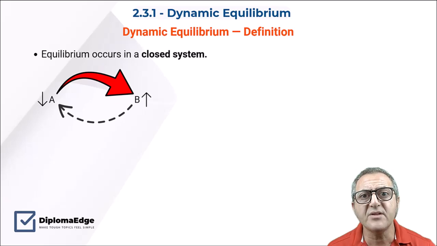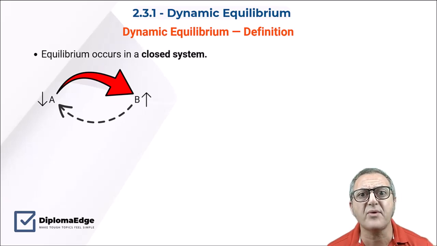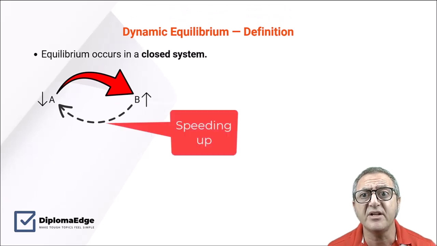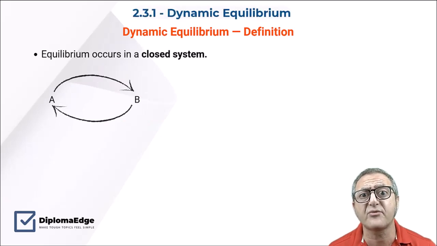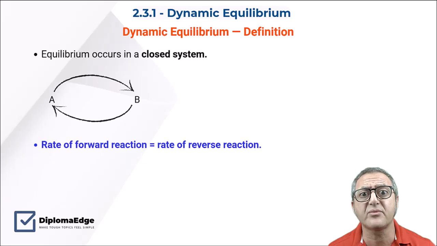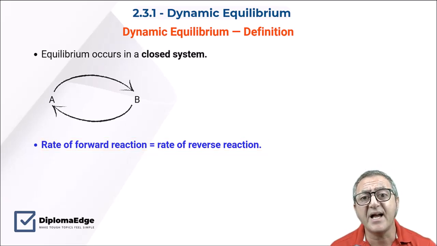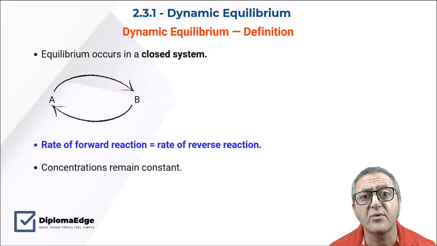So as the forward reaction is slowing down and the backwards reaction is speeding up, there is going to be a moment where the two rates of reaction are exactly the same. And in that moment, we have reached the equilibrium. It's that moment in a chemical reaction where the forward rate is exactly identical to the backwards rate. So the speed of the forward process is the same as the speed of the backwards process. And in that moment, concentrations remain constant.